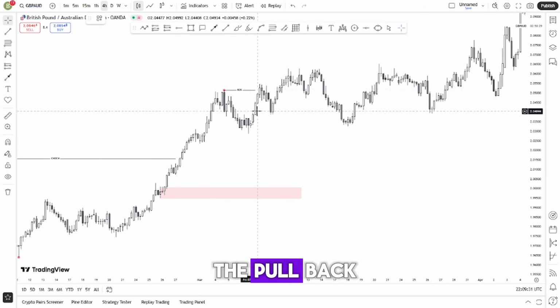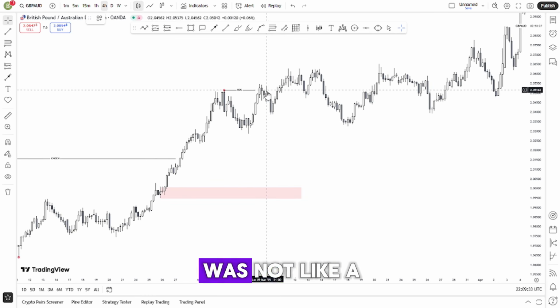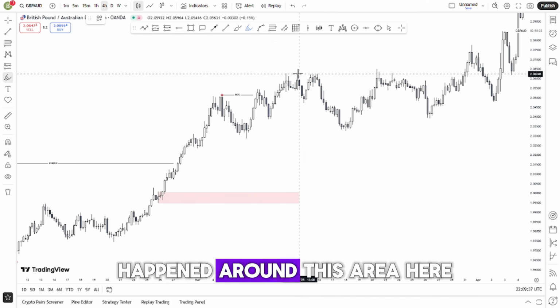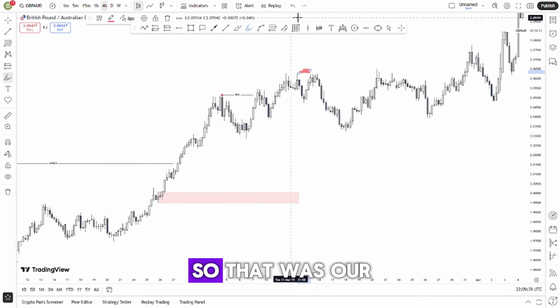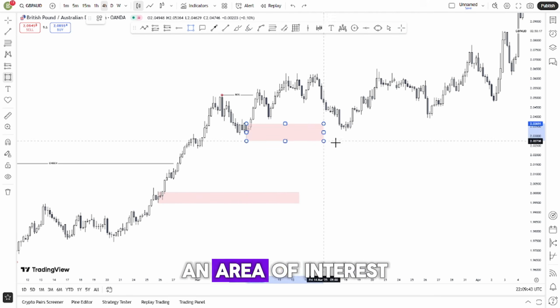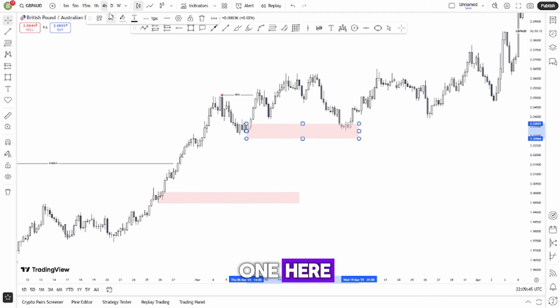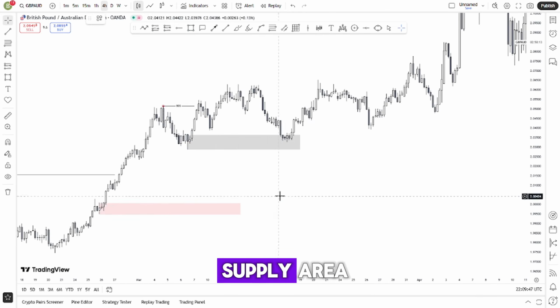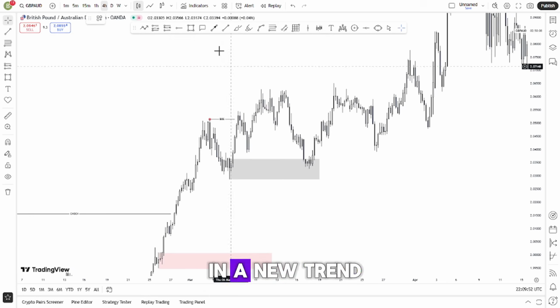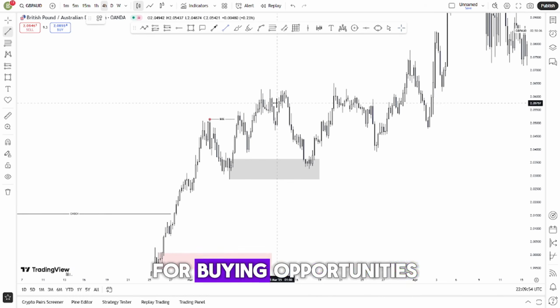Then if you look at the pullback, you can obviously see that this was not like a sufficient 3 candle pullback, whereby the pullback happened around this area here. So that was our pullback right there, and pulling back into an area of interest, of which it's this one here. Let me just change the color for the supply area. Then as you can see, now the market is in a new trend whereby we are looking for buying opportunities.